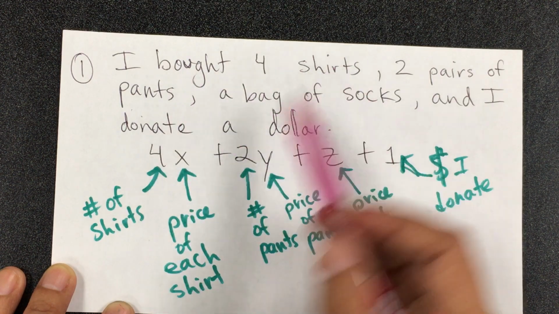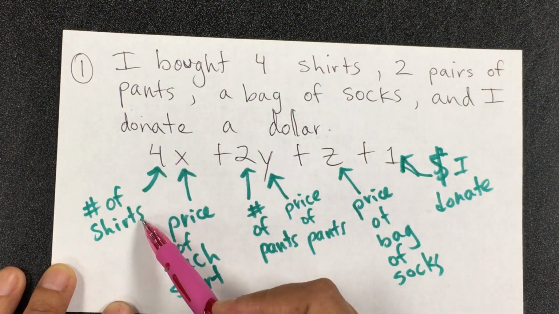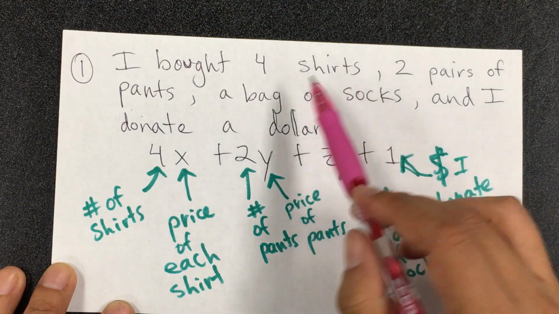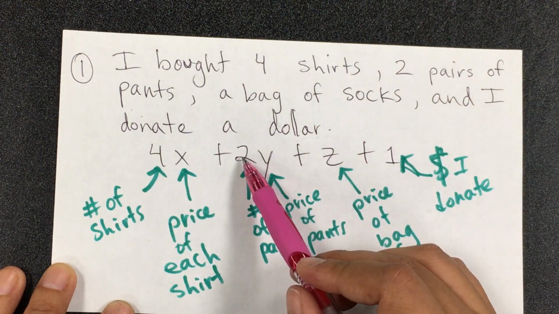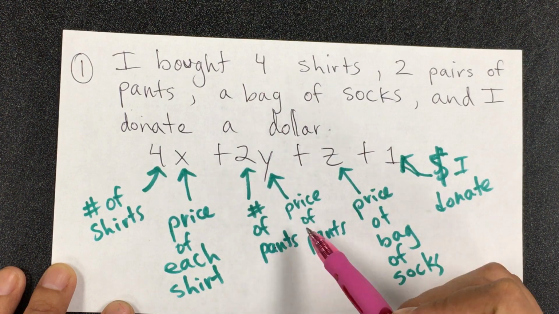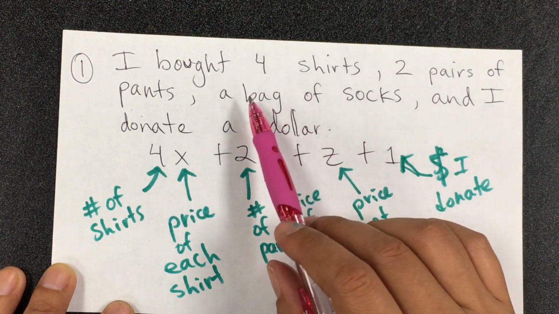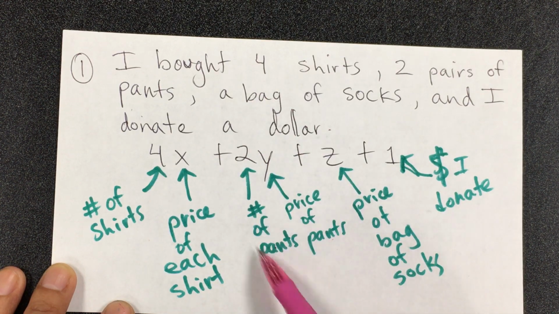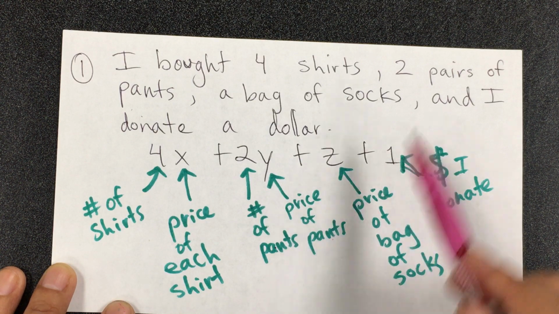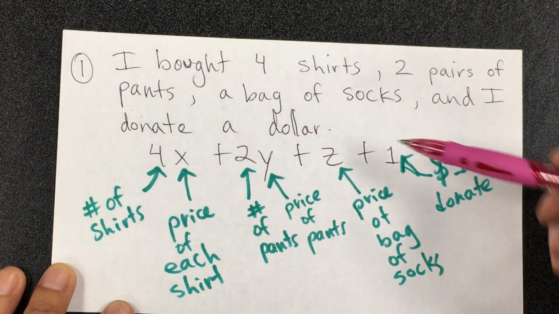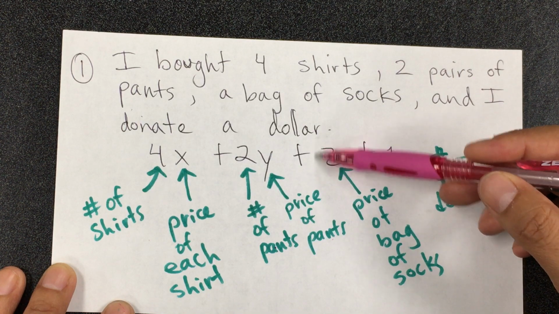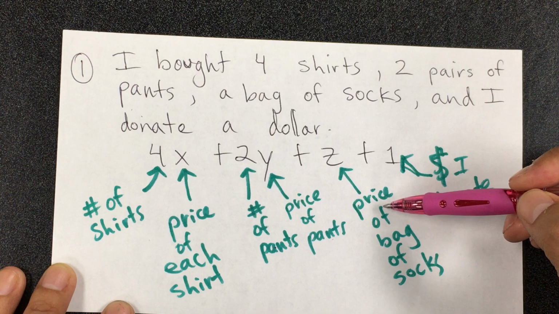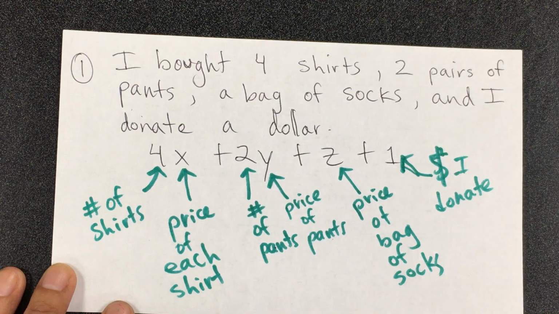So 4 shirts, the 4 represents the number of shirts. The X represents the price of each shirt. 2 pairs of pants. The 2 represents the number of pants, the pairs. And the Y represents how much each pair of pants costs. A bag of socks. It's only 1 bag, but we don't put 1 as a coefficient. And the Z represents the price of the bag of socks.